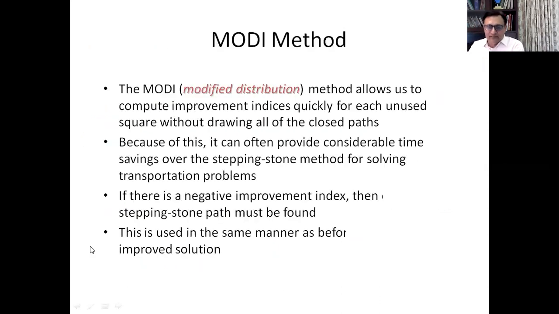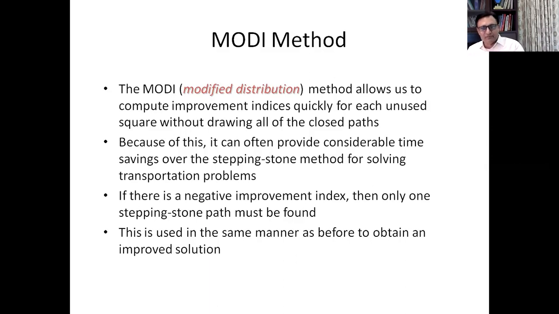Then another method is the modified distribution method. We have seen that in the earlier stepping stone method, we have to create a closed path for every unoccupied cell, and sometimes it becomes difficult. If there is a large number of cells, it is very difficult to come out with these boxes and make calculations. The modified distribution method allows us to compute improvement indices more quickly for each unused cell without drawing all the closed paths. So there is no need to draw all the closed paths. Because of this, it can often provide considerable time saving over the stepping stone method for solving transportation models.